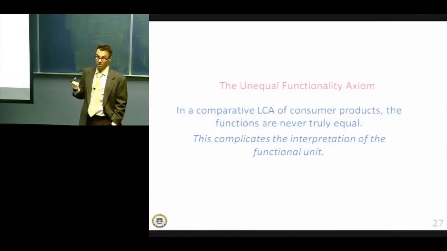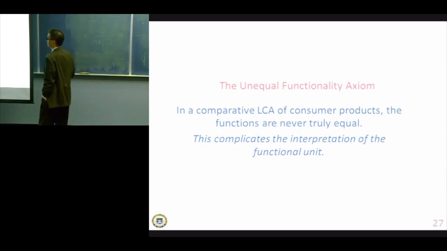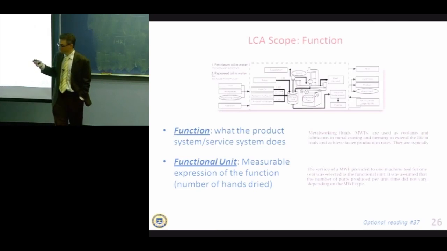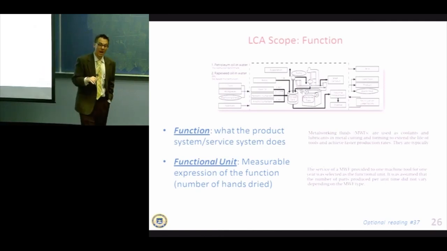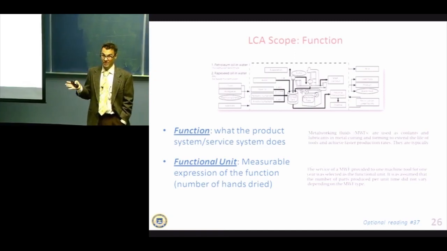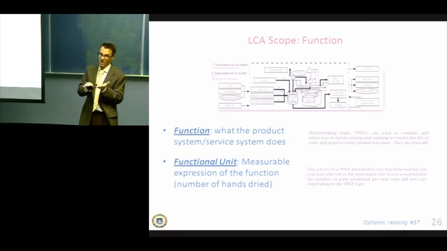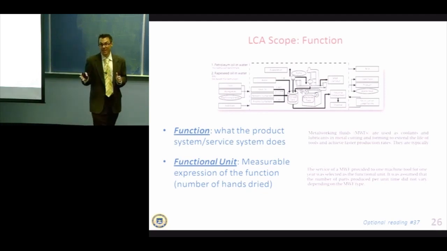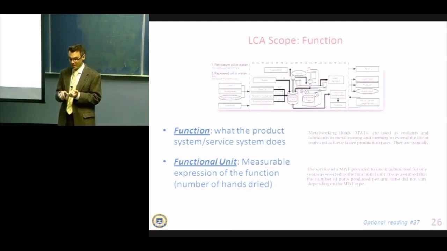So here's our second axiom of the day, the unequal functionality axiom. If I come back to the function, it is to extend the life of the tools. It may turn out that one of those fluids does that job better. Nothing's ever the same. Sometimes they're close enough to being the same that you can ignore the differences. But this study, reading number 37, looks not just at petroleum-based and vegetable-based cutting fluids. They look at some alternatives where the tool life actually changes a lot. If you ignore that, maybe you can make the tools last longer. Well, then you probably should be including the tools, and the fact that you're not is a deficiency.